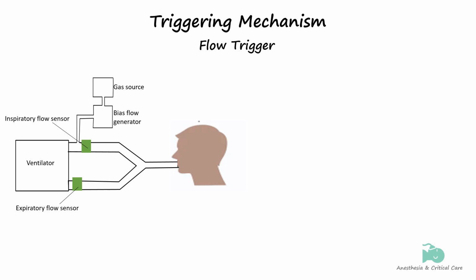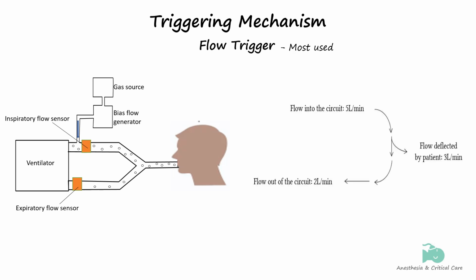The flow trigger is the most commonly used form of triggering for spontaneous modes of ventilation. It works by setting a continuous background flow of gas through the ventilator circuit even during expiration, called bias flow. During spontaneous breathing, inspiratory effort diverts some of this background flow away from the circuit to the patient. This results in decreased background flow exiting the ventilator, which is sensed by the expiratory flow sensor. The difference between the flow rate sensed by the inspiratory and expiratory sensors triggers an assisted breath.